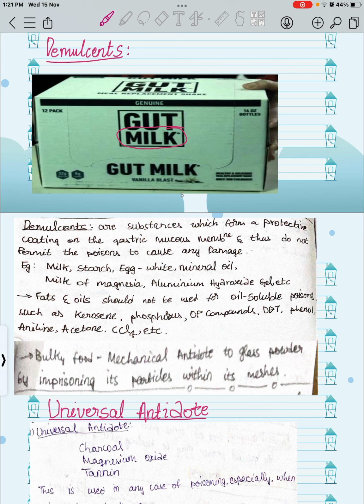Demulsions, the best example is milk. When someone took poison and you want to save them, give milk or egg white. These act as demulsions, which form a protective coating on the gastric mucous membrane, and this will help to prevent the poison from causing any other damage. Since they will not allow the absorption of the poison into the stomach wall, it will not cause any damage though the poison is taken.